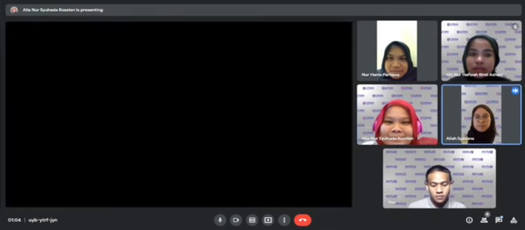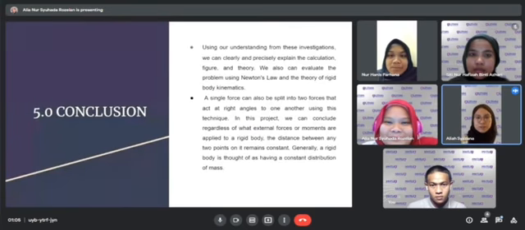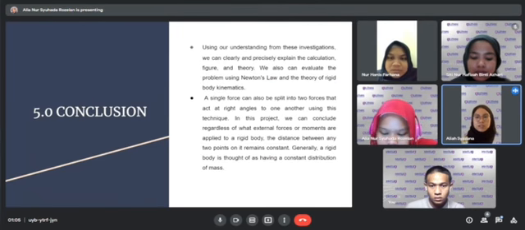Next, for the conclusion, using our understanding from this investigation, we can clearly and precisely explain the calculation, figure and theory. We can also evaluate the problem using Newton's law and the theory of rigid body kinematics. A single force can also be split into two forces that act at right angles to one another using this technique. In this project, we can compute regardless of what external forces or moments are applied to a rigid body. The distance between any two points on it remains constant. Generally, a rigid body is thought of as having a constant distribution of mass.